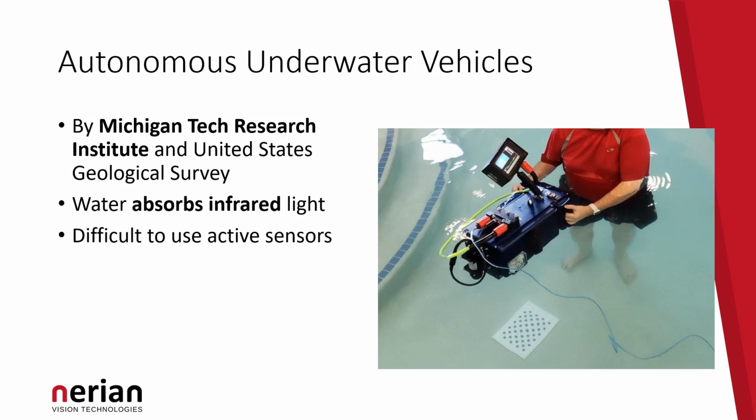What we see here is an autonomous underwater vehicle that was built by Michigan Tech Research Institute and the United States Geological Survey. As I said before, water is a very good absorber of infrared light, which is why they were not able to use any other 3D camera technology. One thing to keep in mind when using stereo vision underwater is that water actually changes the light refraction. And this is why when you perform camera calibration, you also need to perform the calibration underwater. And this is what we see here in this image, where they performed the camera calibration in a swimming pool.